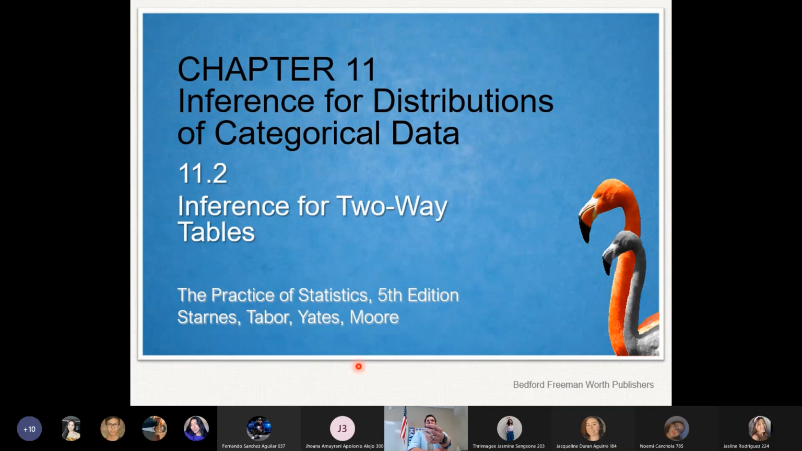All right, so this is section 11.2, which is inference for two-way tables. Section 11.1 was dealing with inference on one-way tables. Still dealing with these distributions of categorical variables and categorical data. But now we're looking at two-way tables where we're comparing essentially two different categories of variables. So that's the idea.